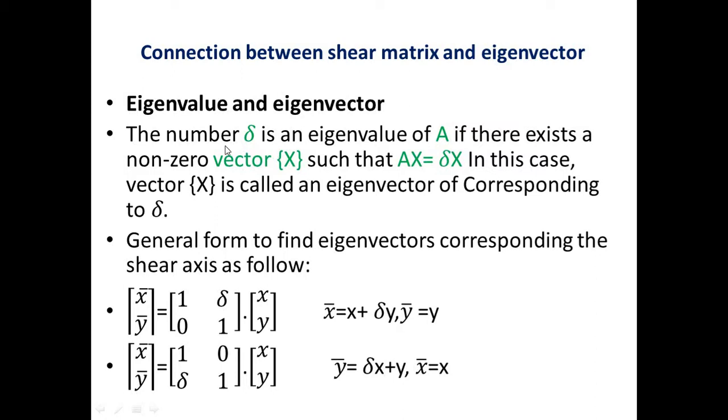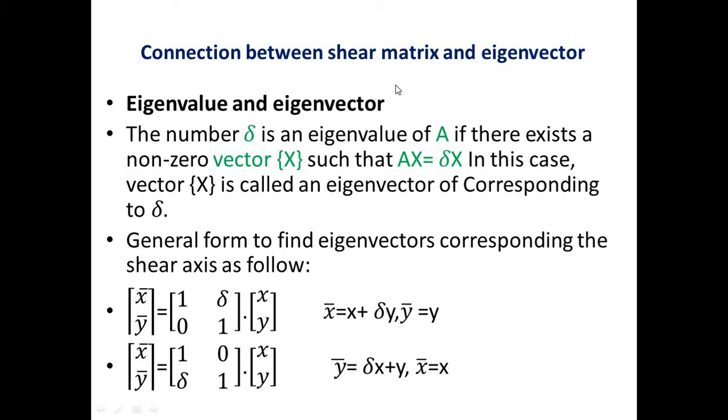Eigenvalue and eigenvector. Here you will understand the eigenvalue and eigenvector. If you consider delta as an eigenvalue of matrix A, and if there exists a non-zero vector x such that Ax equals delta x, in this case vector x is called an eigenvector corresponding to this value, which is the eigenvalue. You should understand that this is for all matrices.